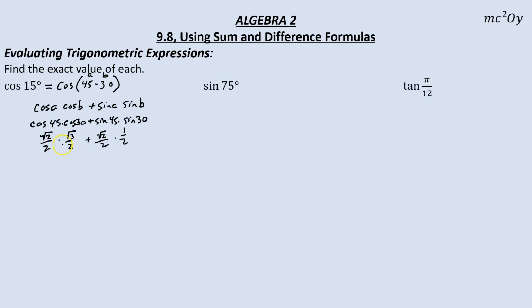And so what you have now is just some things you can multiply. Root 2 times root 3 is root 6. 2 times 2 is 4. Plus root 2 times 1 is root 2. And 2 times 2 is 4. So I have root 6 plus root 2 over 4. You can't put the roots together. However, they both have the same denominator, so we can put them over the same denominator. Since I can't simplify or rationalize it, that is my solution. If you type cosine 15 degrees into your calculator and then type this expression in, you would get the exact same value. That's a good way to check.